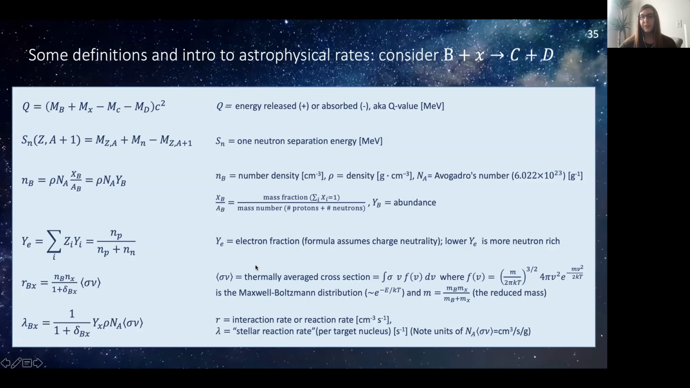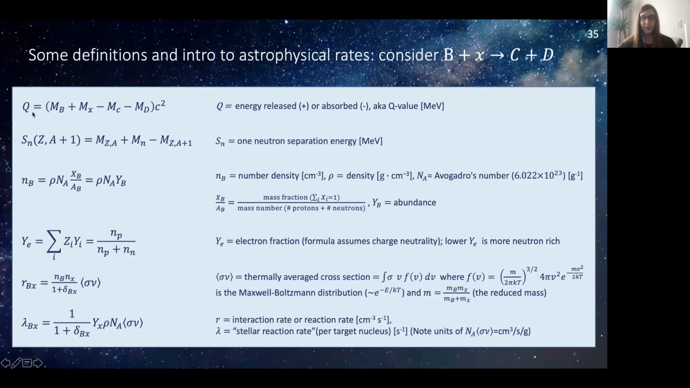Okay, so first, this is really going to be a reference slide for you. If at some point you see something within this talk, some variable, and you're thinking, Nicole, where did that come from? Please just go back to this slide. So this is some definitions and an introduction to astrophysical rates for a particular reaction.